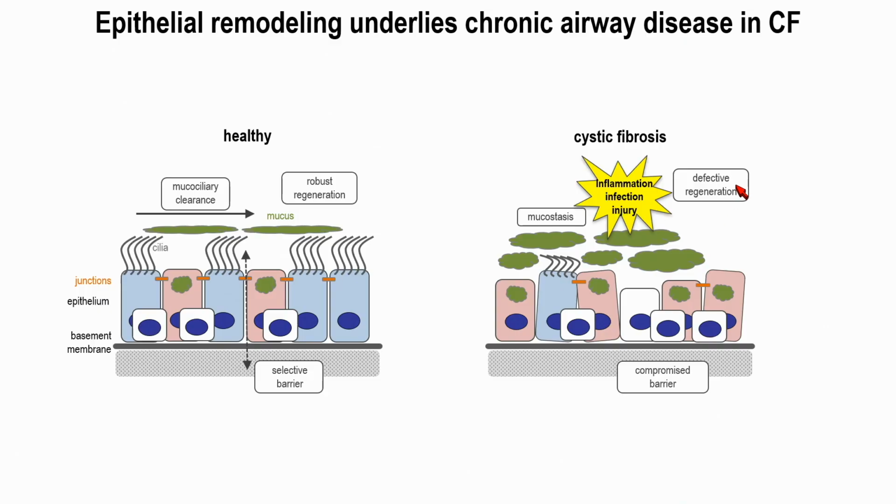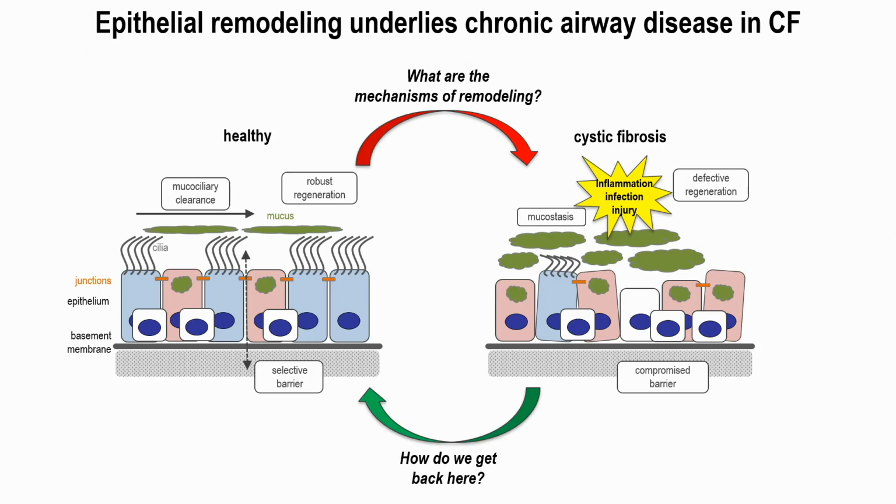So here's a schematic of a healthy airway. We have mucociliary clearance going on with this thin mucus. We have a selective barrier that's being maintained and robust generation of all cell types. However, in cystic fibrosis, we have this cycle that I talked about with intense inflammation, infection, and injury constantly assaulting this epithelium. Our questions are, what are the mechanisms of remodeling? What is driving this remodeling phenomenon where we have this loss of ciliated cells and this overabundance of mucus secretory cells? And how can we get back to this healthy epithelial structure and function?